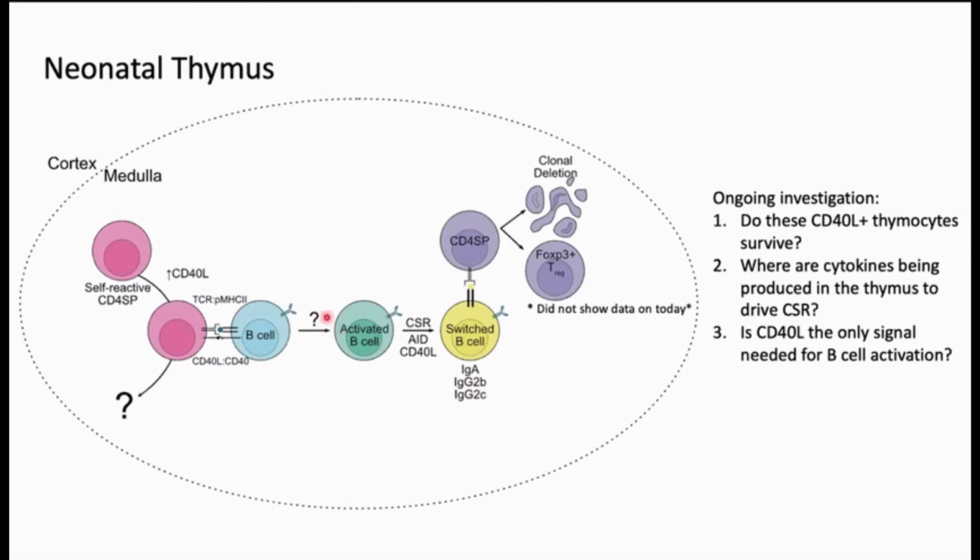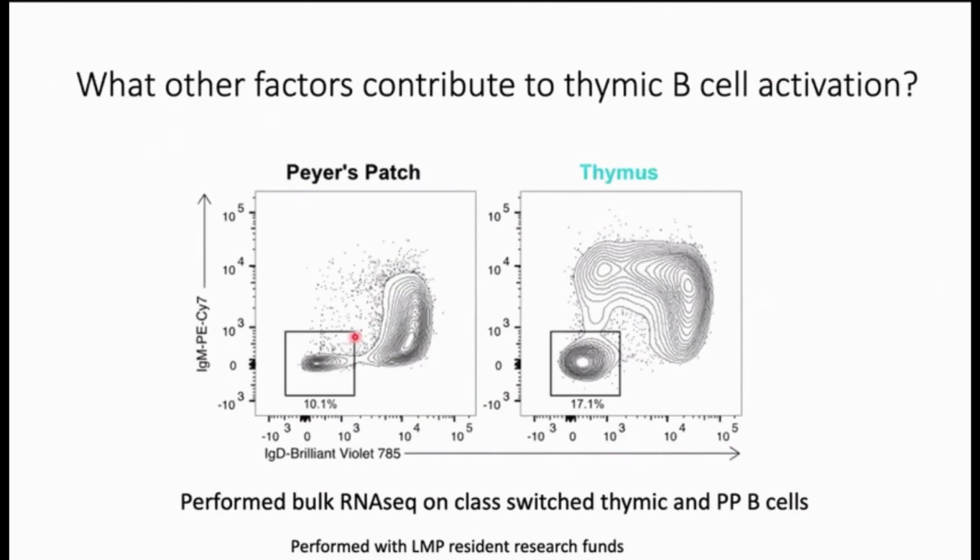And so the next part of the talk, the last part of the talk, I'm going to be thinking about more this: what is that other signal that B cells need for activation? And the way we address this is through an RNA-seq approach. So we compared the class switched cells in the Peyer's patches and the thymus. And why we did this is because we thought that these would be the most activated cells. And if the thymus has a unique activation pathway, we would be able to see it when we compared a traditional germinal center pathway versus this untraditional activation pathway.